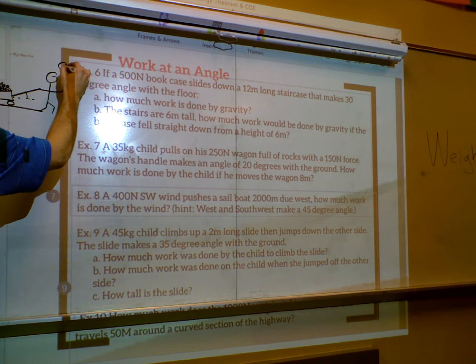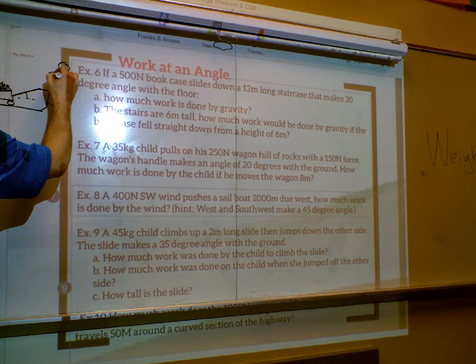Why does he have a balloon? Because he's pulling a wagon of rocks. Why would he have a balloon?